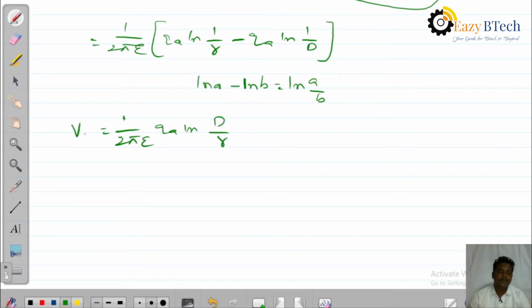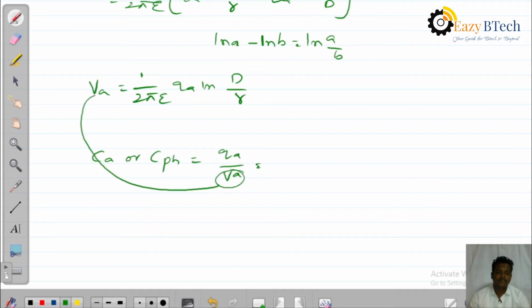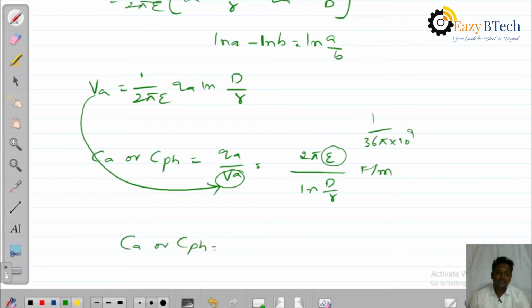From this, the capacitance of conductor A, CA, which is the capacitance per phase, equals QA by VA. Substituting VA, we get 2 pi epsilon divided by ln D by r farad per meter. Substituting epsilon equals 1 by 36 pi into 10 power 9, the capacitance per phase equals 10 power minus 9 divided by 2 into 18... that is 2 pi times 1 by 36 pi, which is 1 by 18. Therefore 10 power minus 9 divided by 18 ln D by r farad per meter.